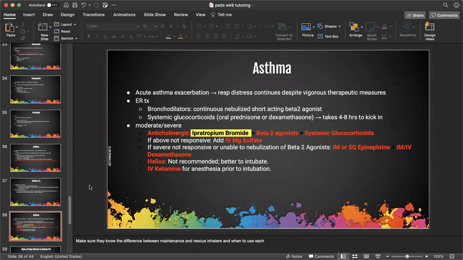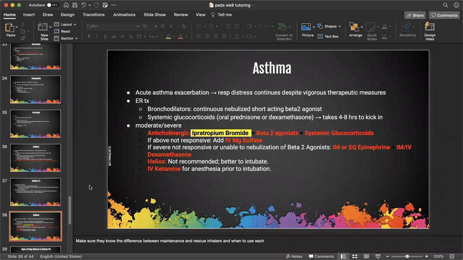So keep in mind if that is administered. And then for the more moderate or severe cases, they'll have anticholinergics, so that ipratropium bromide with the beta-2 agonist and the systemic glucocorticoids. If they're not responsive to the above, then we'll add IV mag sulfate. If it's severe and not responsive, or they're unable to nebulize the beta-2 agonist, then they'll give intramuscular or sub-Q epinephrine and either intramuscular or IV dexamethasone. Heliox is not recommended, and it's better to intubate. And then we'll give IV ketamine for anesthesia prior to intubation.